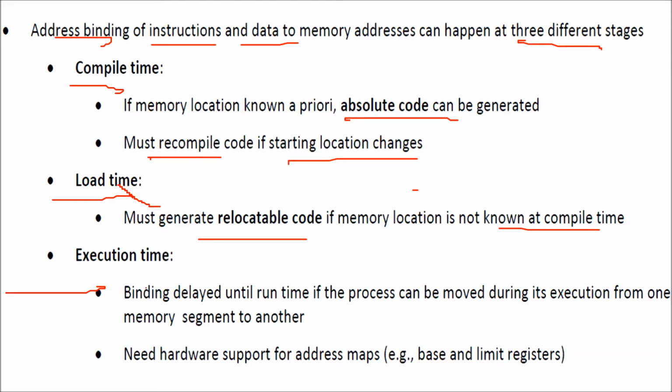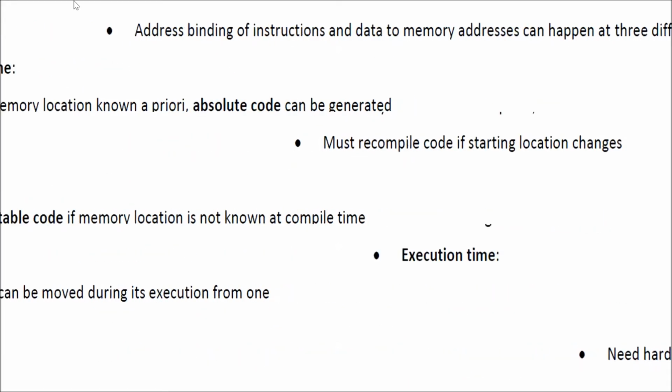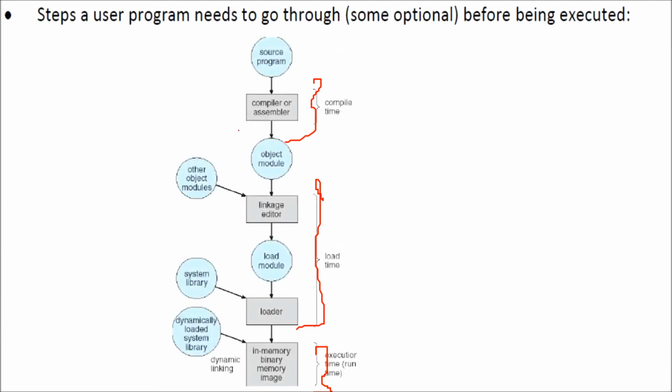Execution time is where the binding is delayed until runtime. This is if the process can be moved easily from one part of the memory segment to another part. So it needs certain hardware support. That is, you ought to have some base and limit registers. So these are the steps which I was talking about.